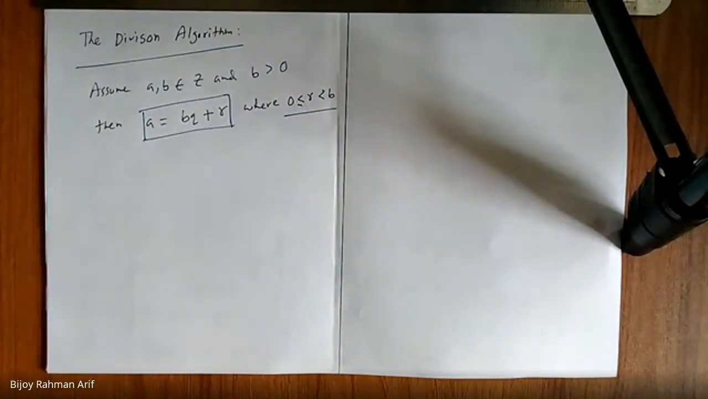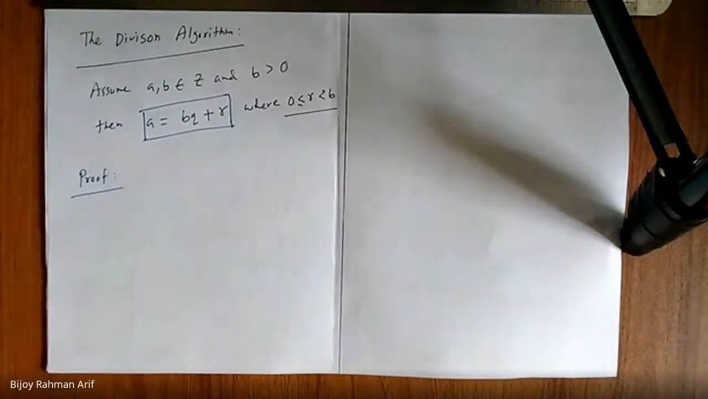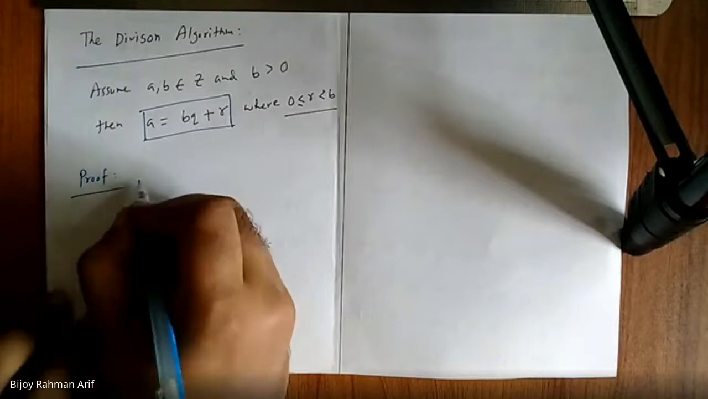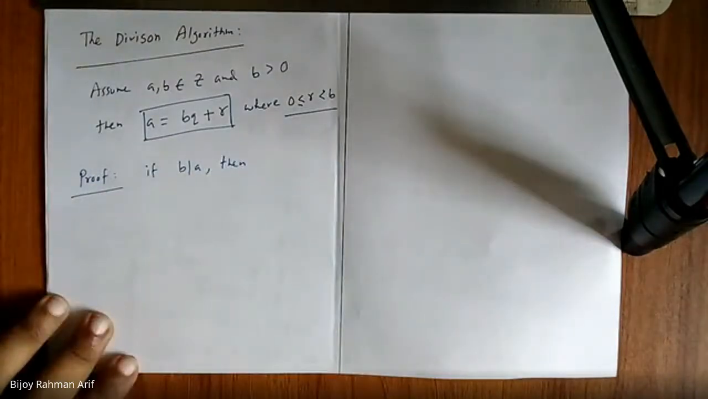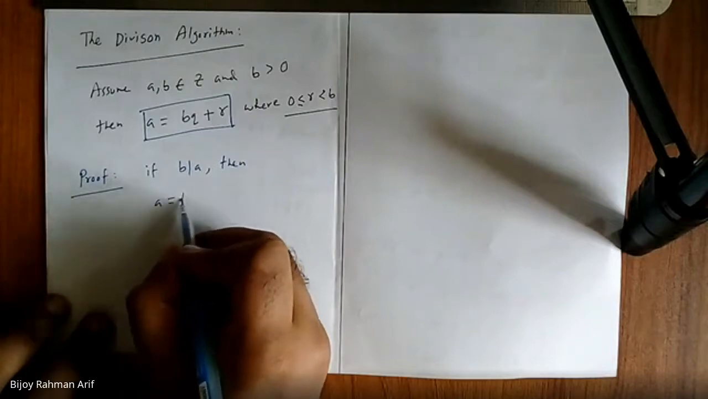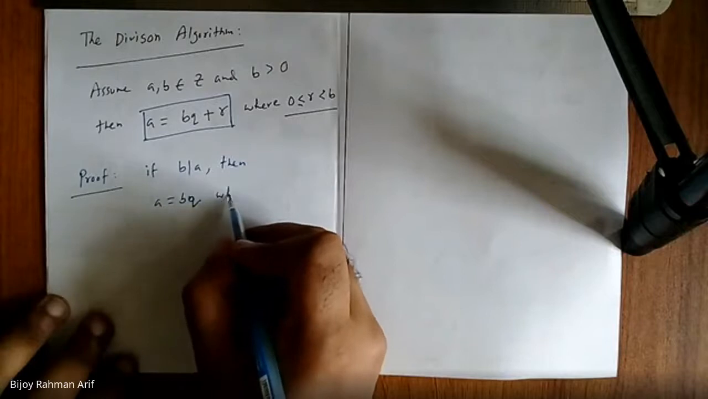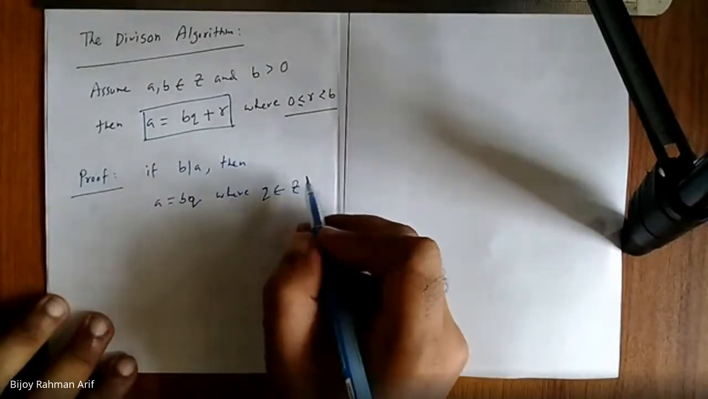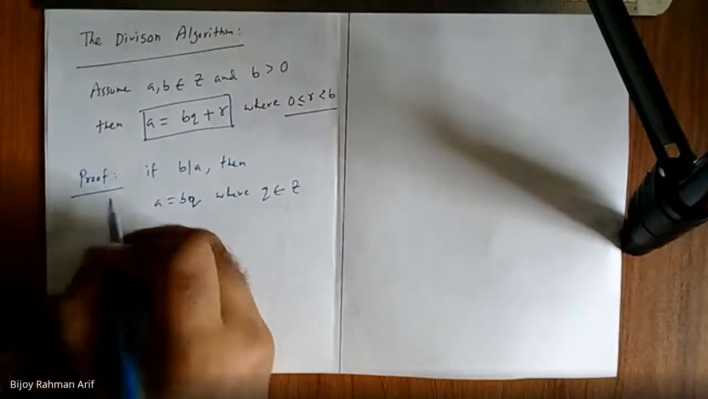Okay. A equals B Q plus R. So how can you prove this? If B divides A, then A equals B Q, where Q belongs to Z. So R equals 0. Number one case.